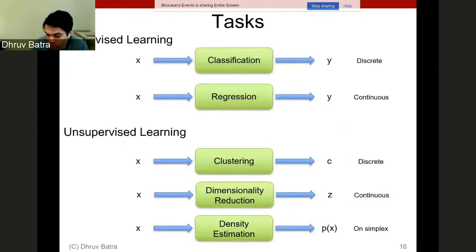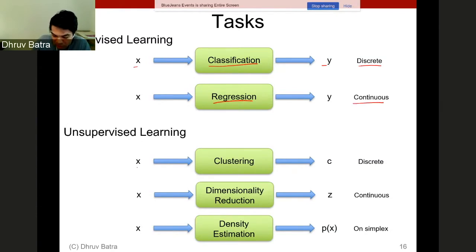One thing I want to mention is that there is a clear analogy between supervised and unsupervised learning. So if you start with an input X and you're going to output Y, and the Y is discrete, in supervised learning, that would fall under classification. If Y is continuous, that would fall under regression.